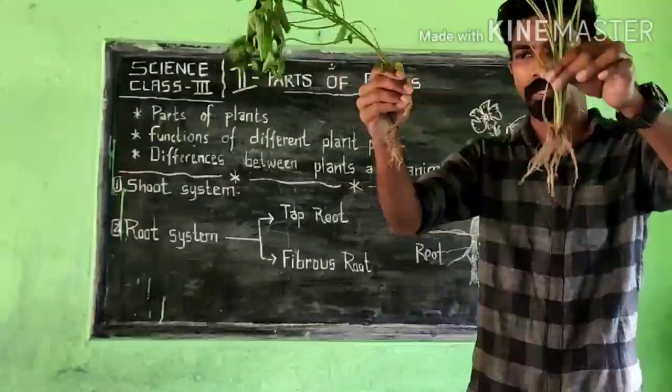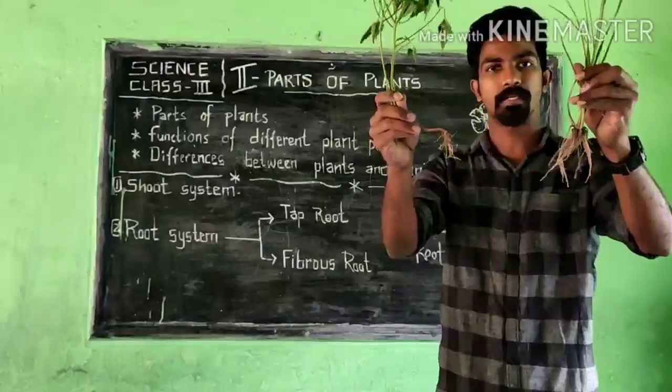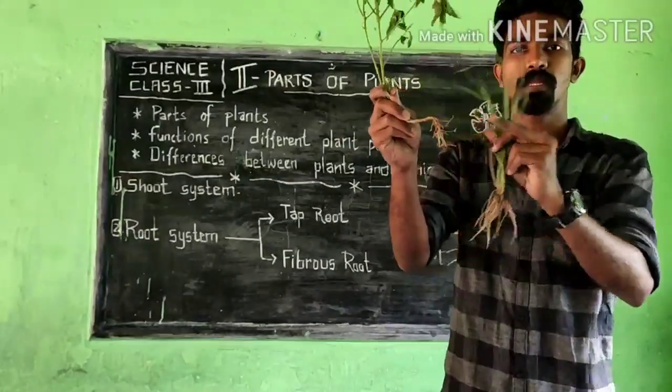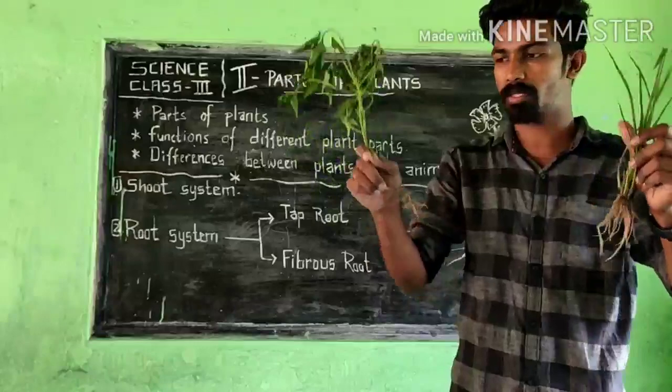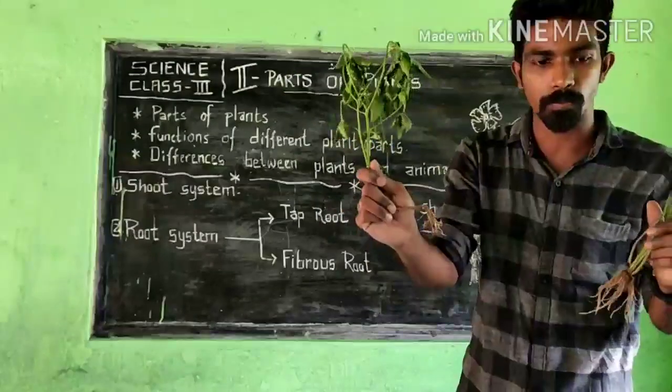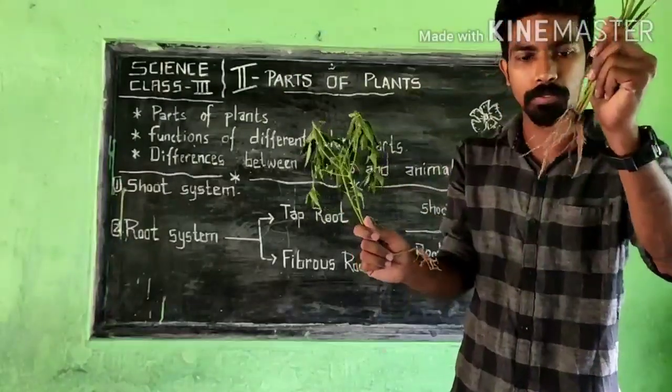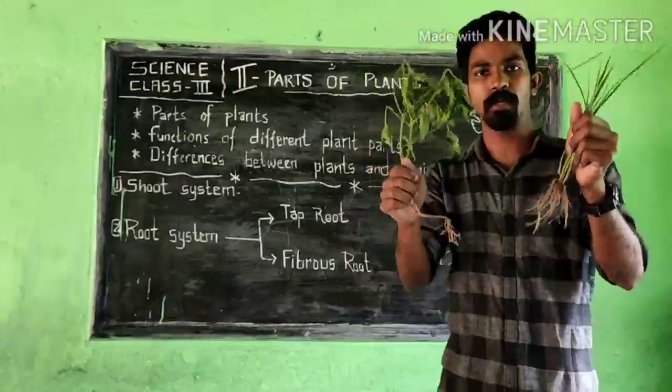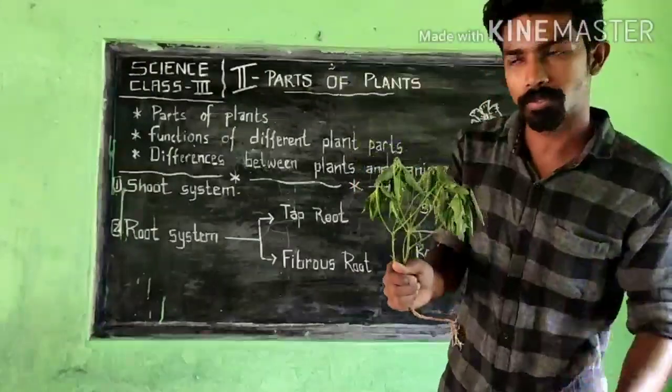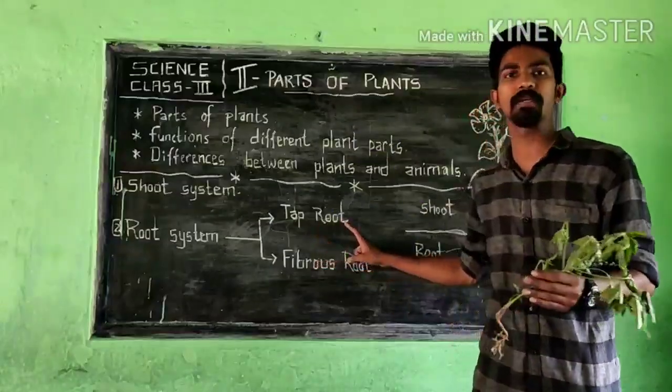Okay, so when looking at it, you can see the main difference between this tap root and this fibrous root. In my right hand that is a tap root, and in my left hand that is a fibrous root. These are good examples for tap root and fibrous root. So, moving to the first one, tap root.